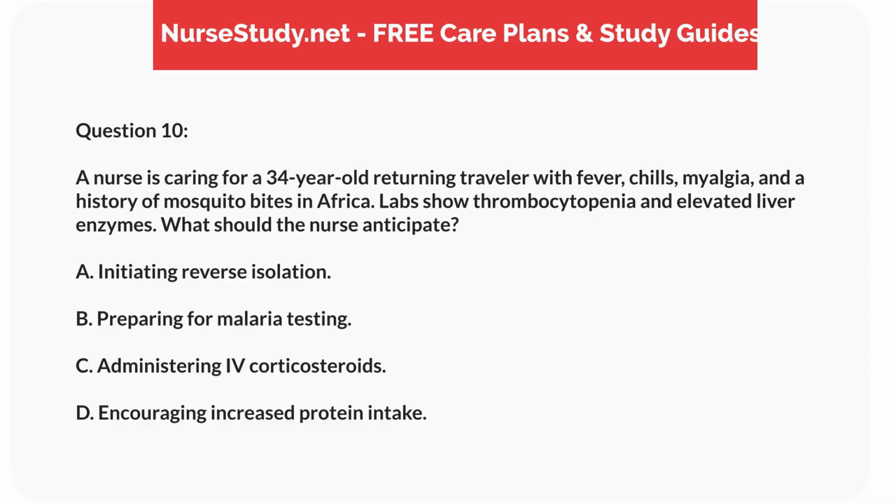Labs show thrombocytopenia and elevated liver enzymes. What should the nurse anticipate? A. Initiating reverse isolation. B. Preparing for malaria testing. C. Administering IV corticosteroids. D. Encouraging increased protein intake.